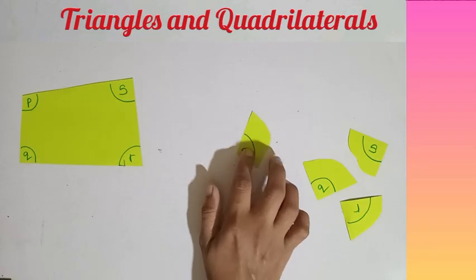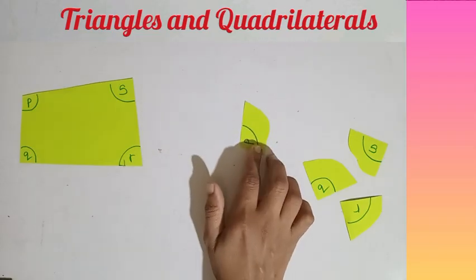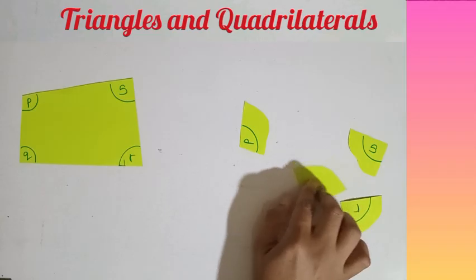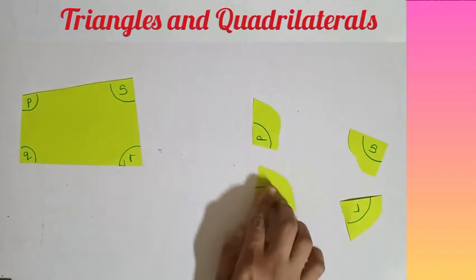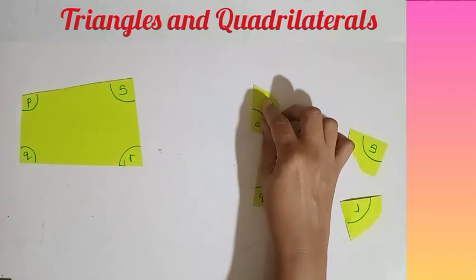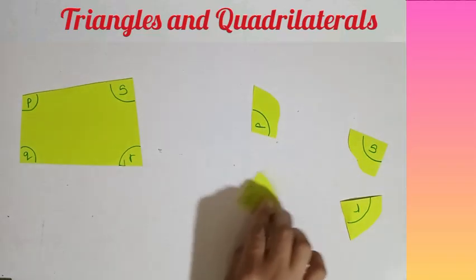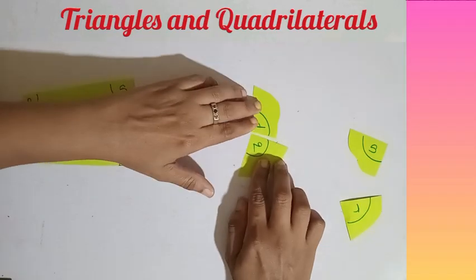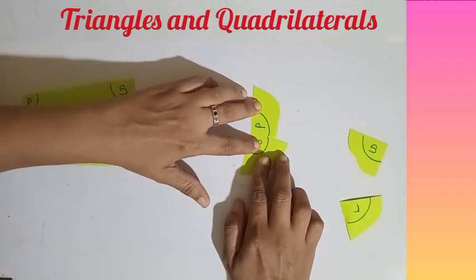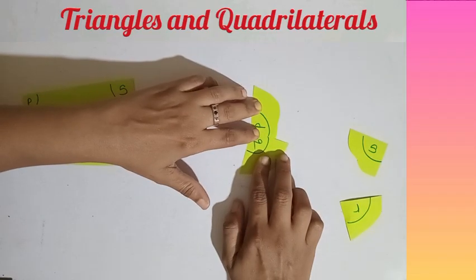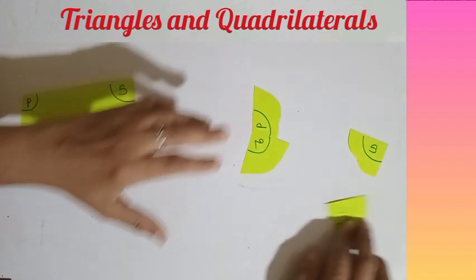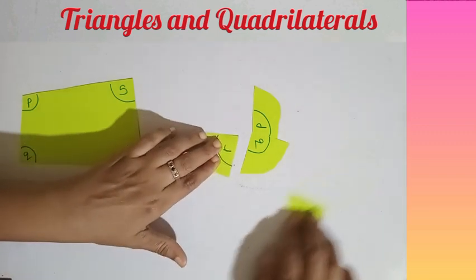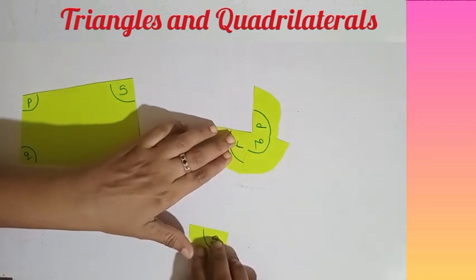Now we have to paste these angles around a point such that all the vertices of the angles meet at one point without gaps or any overlaps. In this way, we can keep all the angles around one point like this. So you can paste them in your exercise books.